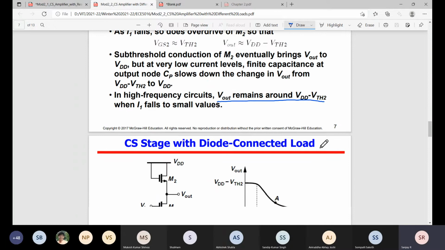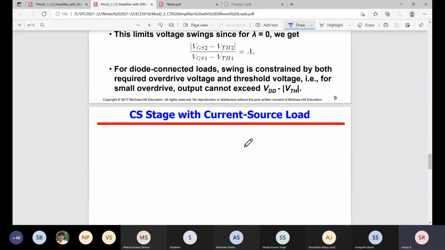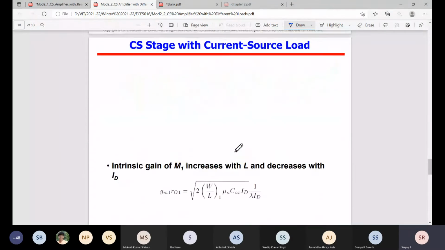Okay, fine. So I will finish up to the diode connected load. The current source load and the rest I will discuss in the next class.